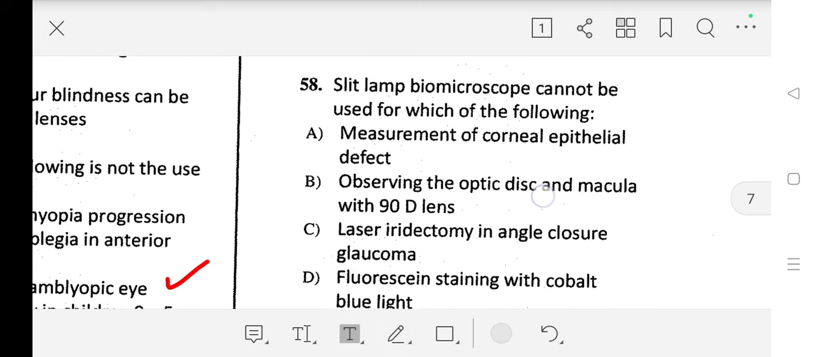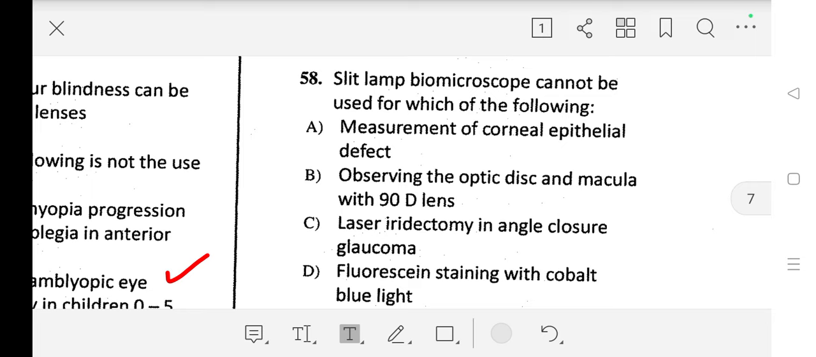Next question is, slit lamp biomicroscopy cannot be used for which of the following? Measuring of corneal epithelial defect, observing the optic disc and macula with 90D lens, laser iridotomy in angle closure glaucoma, fluorescein staining with cobalt blue light. Our right answer is C part, laser iridotomy in angle closure glaucoma.